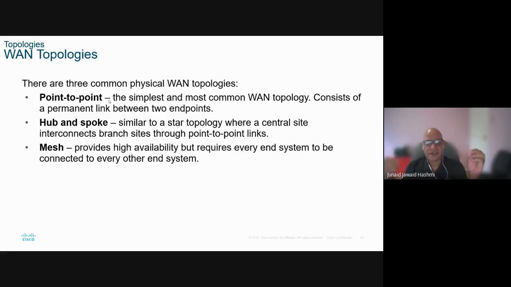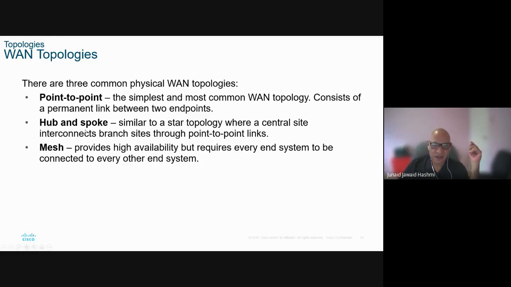Especially if data security is important, for example in a bank, because as you know, data can be stolen while it's traveling on the wire, for example using Wireshark. So the point to point link is a dedicated link between these two sites.